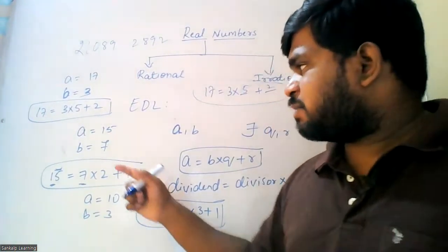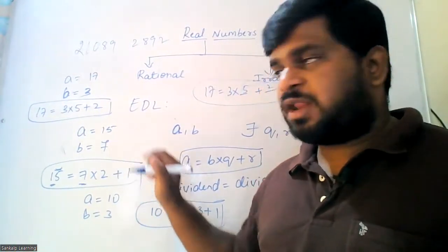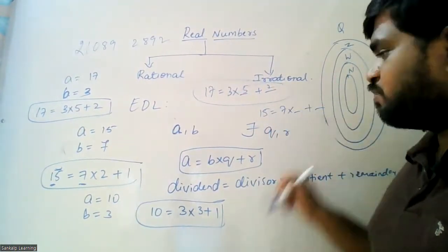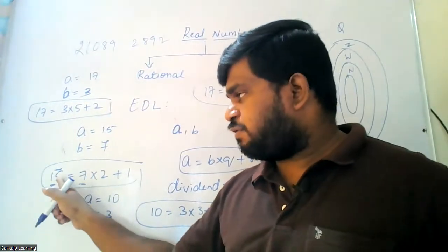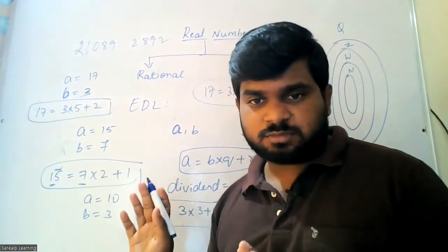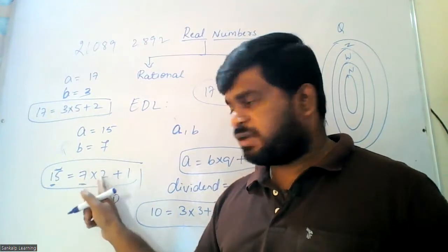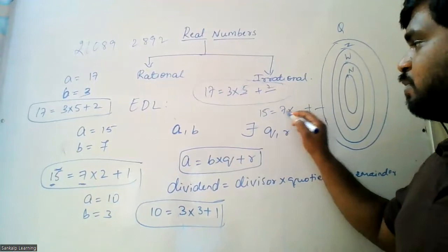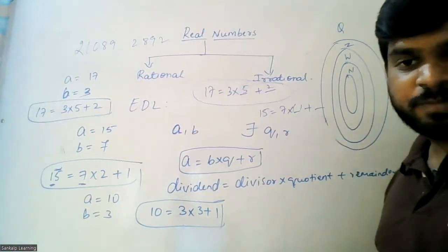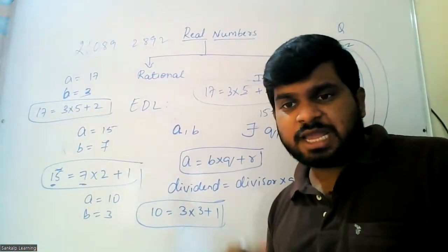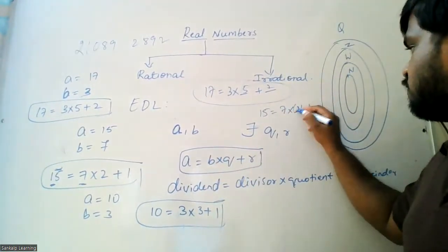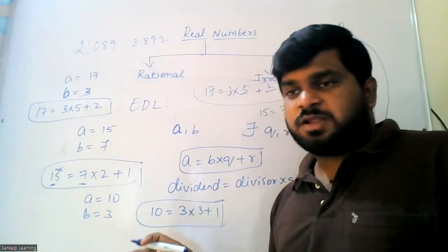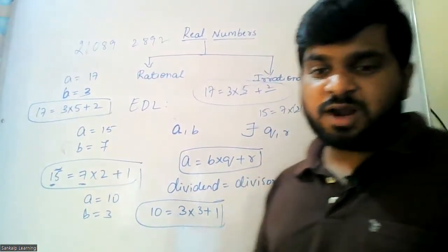For example, let's take this. A value is 15, B value is 7. Can I write 15 as 7 into something plus something other than this? I can write 15 as 7 into 2 plus 1. Agreed. Is there any other way that 15 can be written as 7 into something plus something? Any other numbers that satisfy? Let's take 3 and 1. 7 threes are 21 plus 1 is 22. Not possible. There is no possibility at all. That is why we use the word unique.